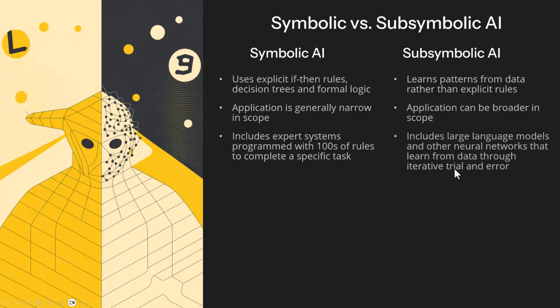Whereas sub-symbolic AI is going to include large language models like ChatGPT and other neural networks that are going to learn from data through iterative trial and error in many cases. So you're going to oftentimes give it some sort of goal or task, and it's going to initially be very, very bad at doing that and might be randomly guessing or trying different things to achieve what you've asked it to achieve. But then it's going to subtly change its inner workings, its inner parameters, to make it better and better at that.